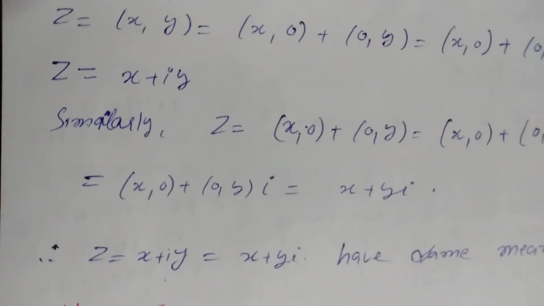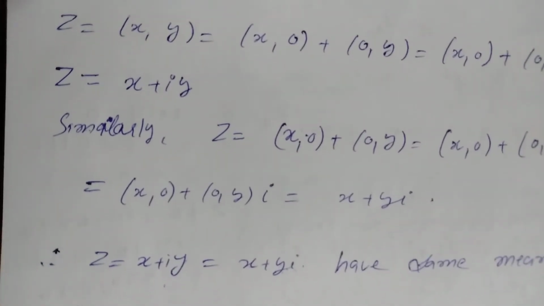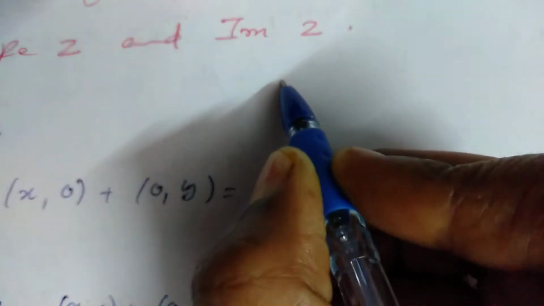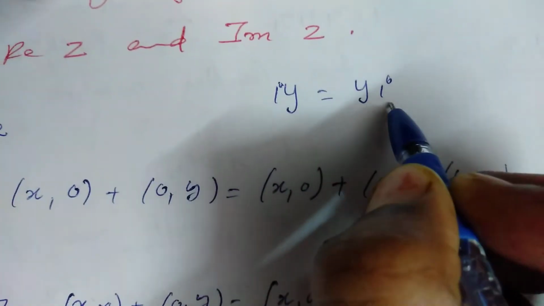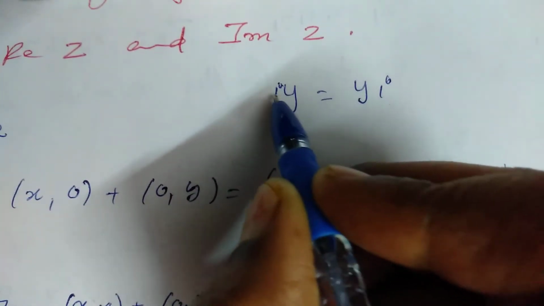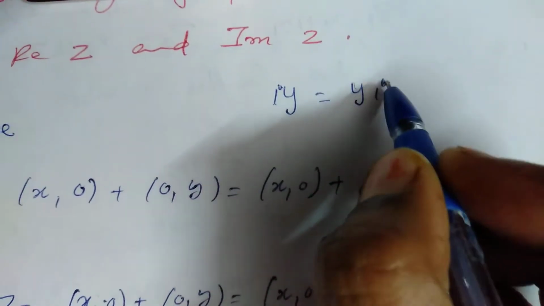Hello students, today we will discuss properties of complex numbers. A very first property that we will discuss is that iota into y is same as y into iota. So iota multiplied by y will give us y into iota.